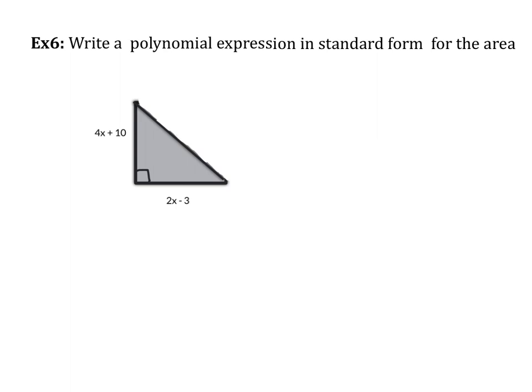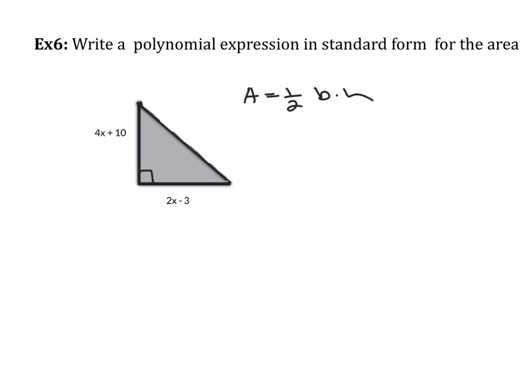For our next example, we have a triangle. Again, we can see the entire triangle is shaded, so I want to find the area of the entire thing. So we're going to go through the normal formula for the area of a triangle. Just to remind you, the area for a triangle is going to be 1/2 base times height. For our base, we see that we have 2x minus 3. And then for our height, we see that we have 4x plus 10. So I'm going to go ahead and plug those into our equation. And we get 1/2 times 4x plus 10 times 2x minus 3.